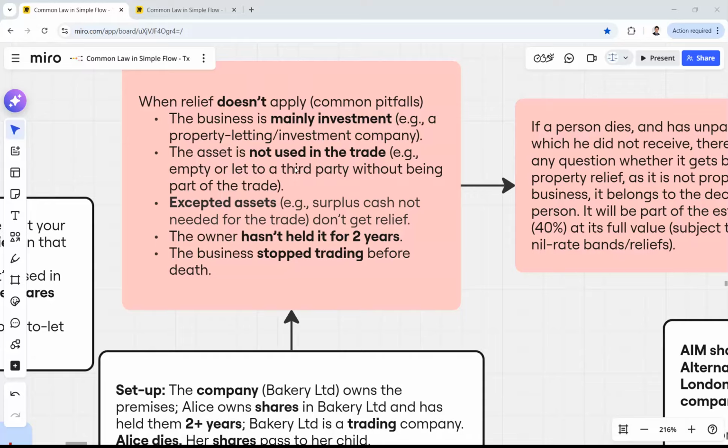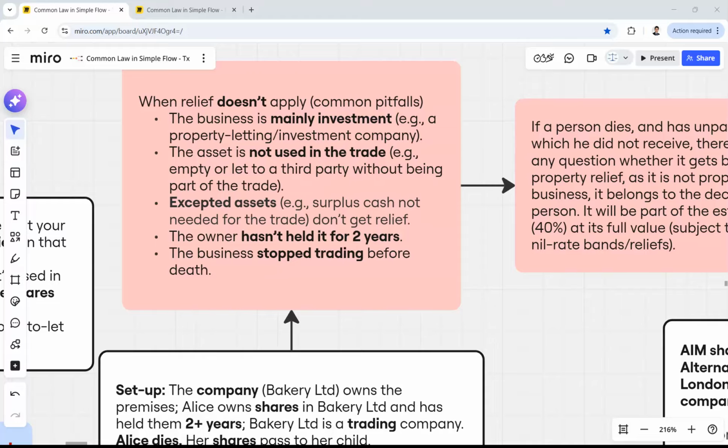The asset is not used in the trade. For example, empty or let to a third party without being part of the trade. This is a bit unclear. It is meant that the asset that you own in the business that you have invested in is not being used. So it's being set on the side without any risks. So the thing that you own in the business should be actively used in the trade.